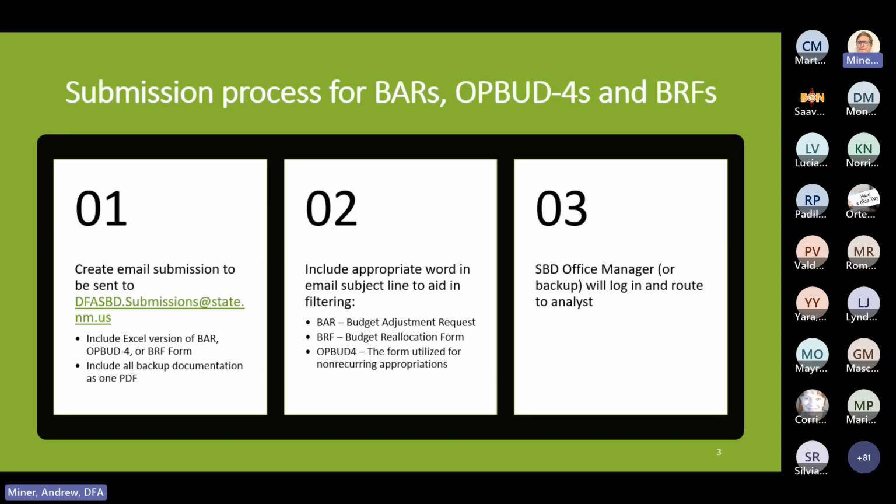And all of the backup documentation that you need to include, we ask that you put together in one PDF document. That way you just have the one Excel and the one PDF. We ask that you include an appropriate word in the email subject line that will aid in filtering. That depends on the type of document that you're using: BAR for budget adjustment request, BRF for a reallocation form, or OPUD for non-recurring appropriation. Once that all happens, our office manager or the backup will log it in, and they'll route it to the analyst for review. So that's how the submission process works.